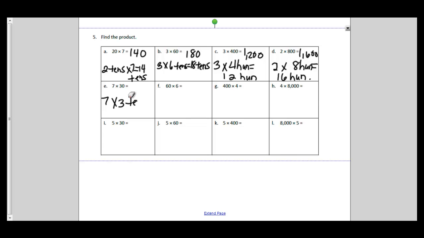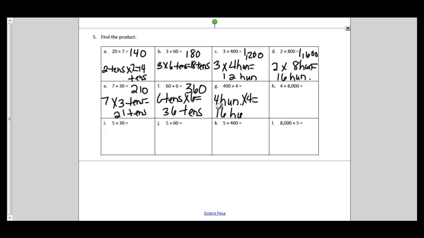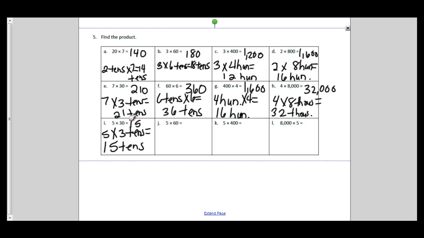7 times 3 tens equals 21 tens, which is 210. 6 tens times 6 equals 36 tens, which is 360. 4 hundreds times 4 equals 16 hundreds, which is 1600. 4 times 8,000, which is 8 thousands, equals 32,000. 5 times 3 tens equals 15 tens. This is 15 tens.